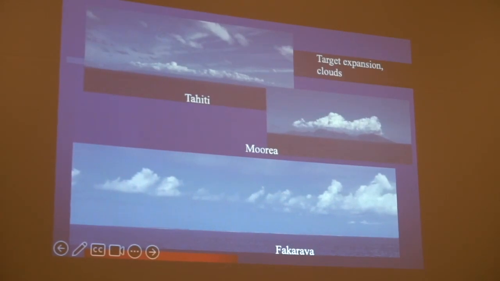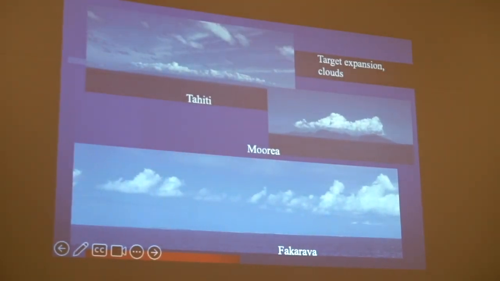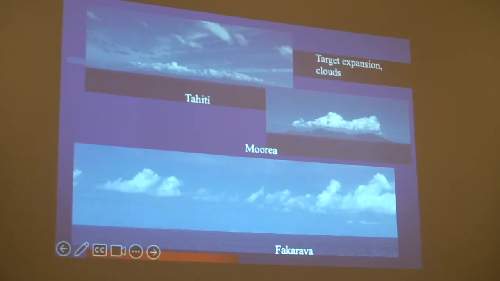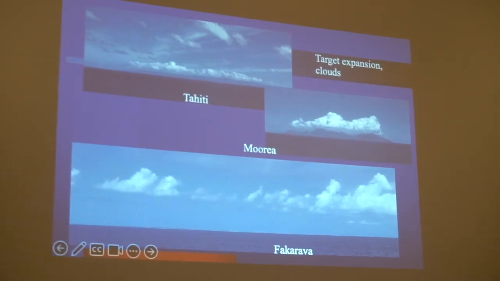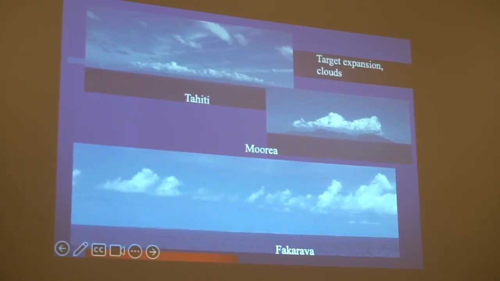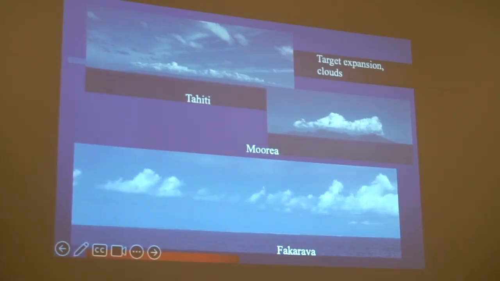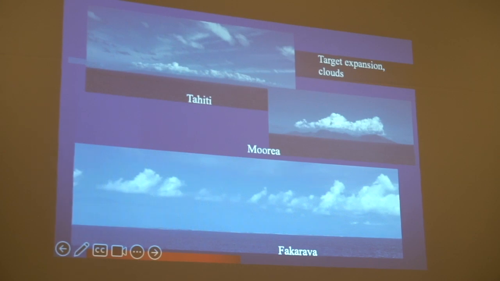They also were able to use what was available out there as signs to determine land from far away. So I took all of these pictures. The upper one was Tahiti. You notice the cloud formations that rise over the island. That's caused by heat rising up and the water vapor condensing into clouds. And likewise, you see Moorea, the same thing. You can see how the shape of the cloud mirrors the shape of the island. You can actually tell which island it is.